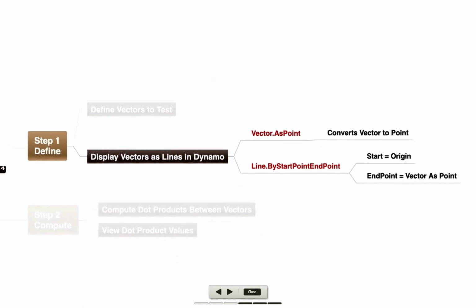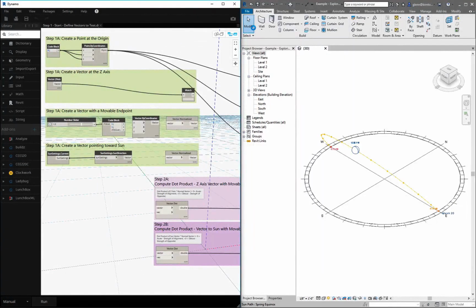After we've set up those vectors, we're going to display them as lines in Dynamo just so we can visualize them. We could use Vector as Point, which converts vectors to a point, so that we can then use Line by Start Point, End Point, going from the origin to that end point. That way we'll have lines that actually represent those different vectors. Let's go ahead and show you how this all works.